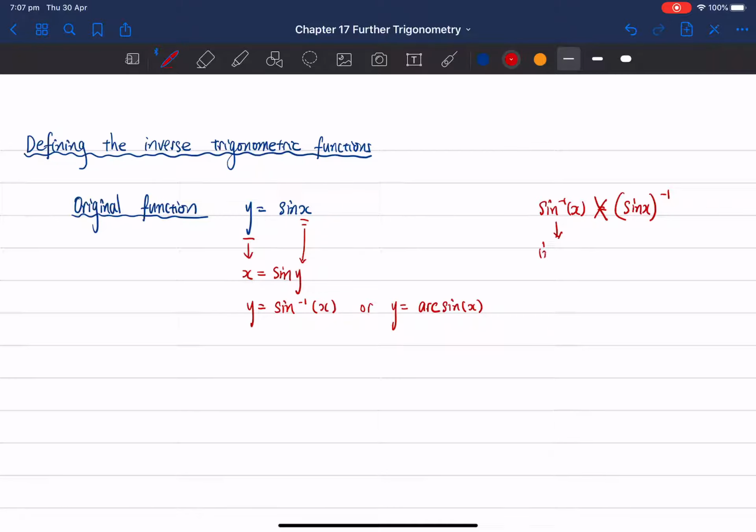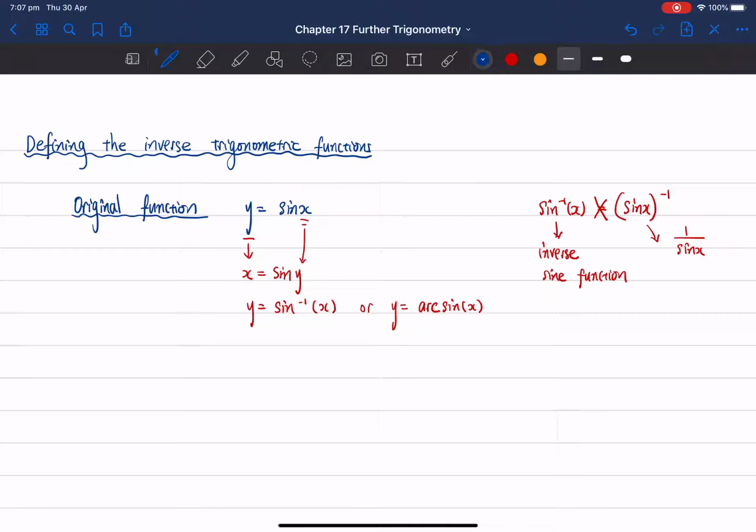The one on the left hand side is the inverse sine function, and the one on the right hand side is just the reciprocal of the sine function, so it's 1 over sine x. They're totally different. Make sure that you understand these. Now let's look at the domain and range.